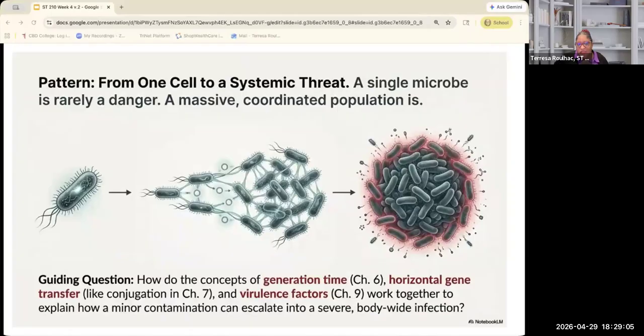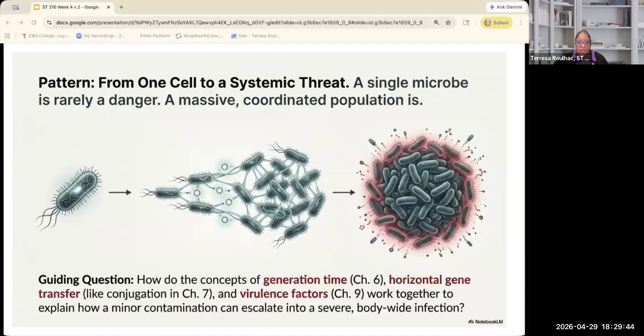So we get to that single microbe, okay? It's rarely a danger. A massive coordinated population is, though. That idea changes how we think about infection risk. So let's walk through what you're actually seeing. You have one cell, many cells, and a dense coordinated population. This isn't just growth, this is organization.